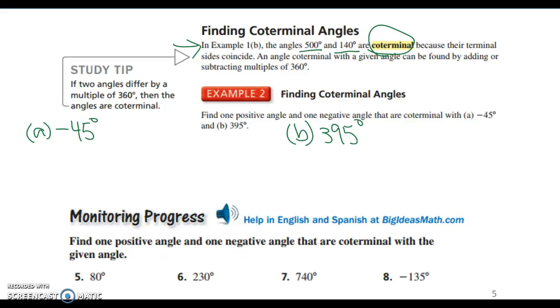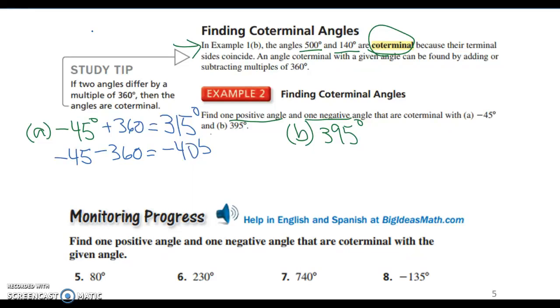So for part A, all we have to do is find one positive angle and one negative angle. So we're going to add 360 to negative 45 to get our positive angle, and then we will subtract 360 to get another coterminal angle that's negative. So go ahead and calculate those values, and what are we going to get for the first one? Yeah, we should get 315 degrees, and then negative 405 degrees.